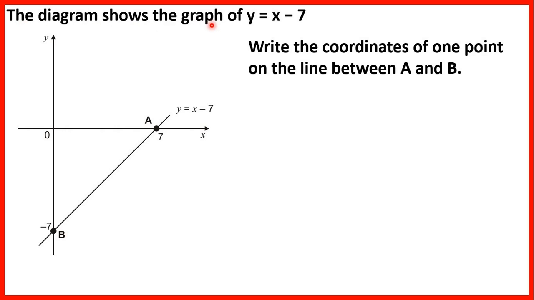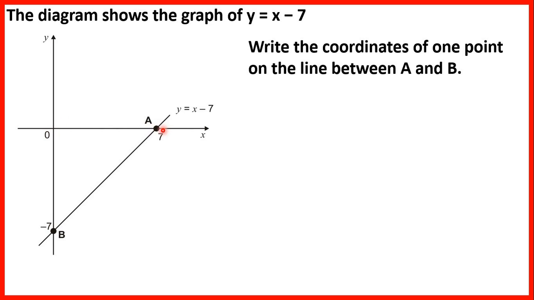The diagram shows the graph of y equals x minus 7. Write the coordinates of one point on the line between A and B. So we can see that between A and B, the y coordinate will need to be negative because the y coordinate we can see is less than 0.